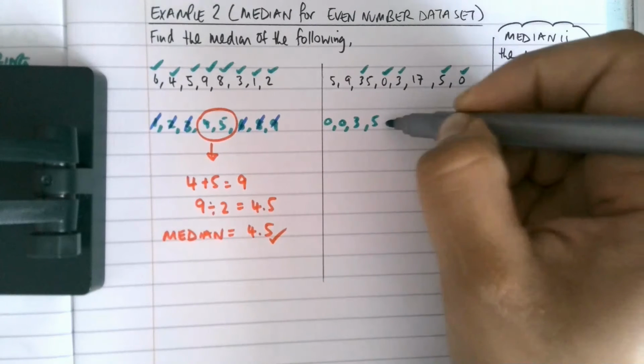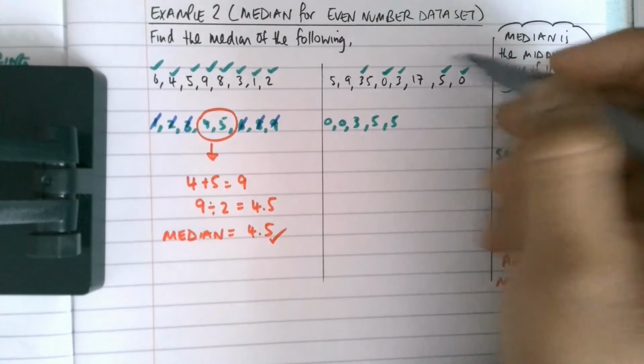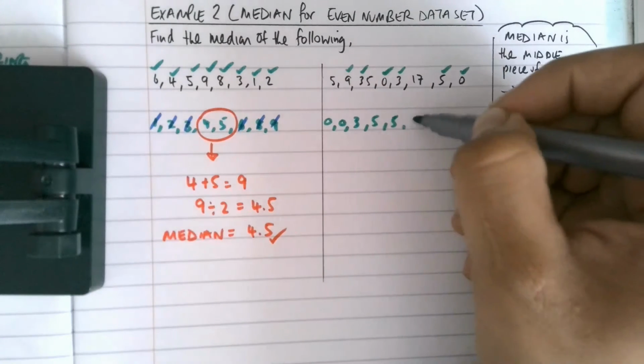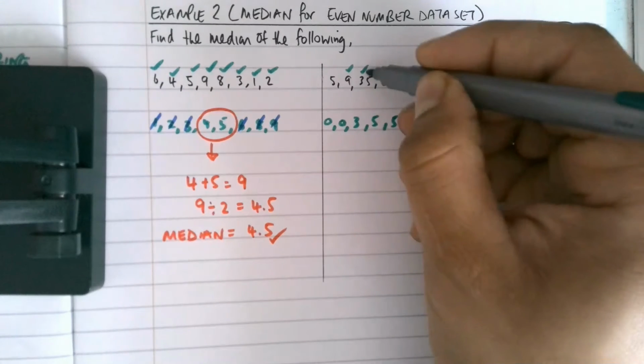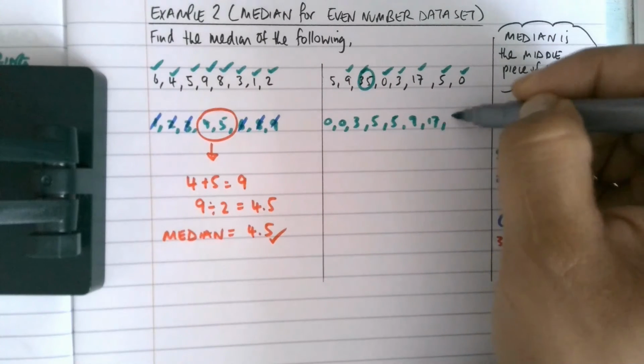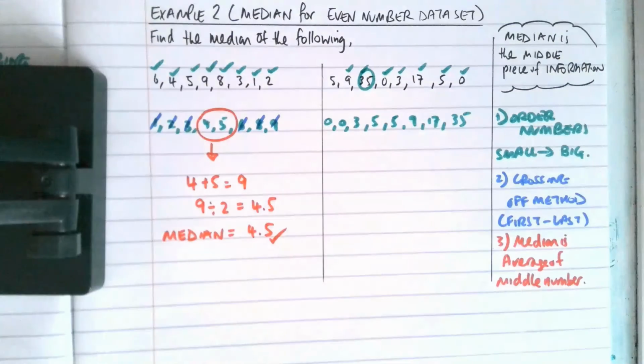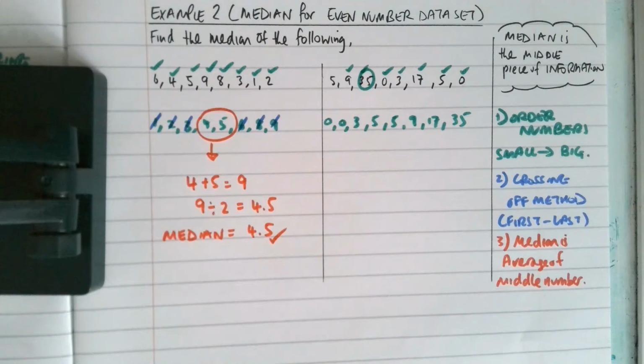Okay. And then we have the 9, and then 17, and then 35 that I crossed off earlier. That shouldn't have 35, okay? But I remembered that. I remembered my mistake, so it's fine. Mistakes happen. It's all good.